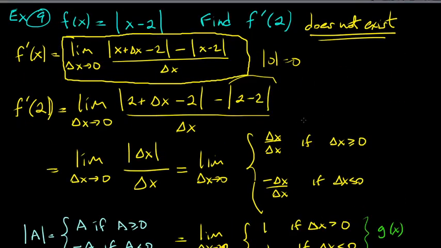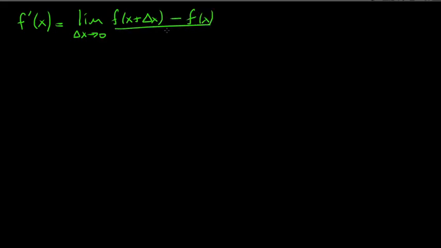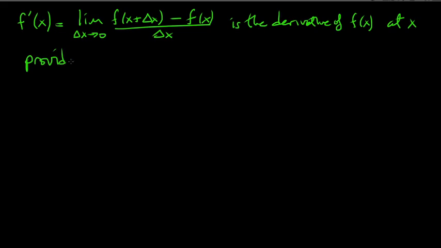Okay? So yeah, if you go back to the original definition, it involves a limit, right? So here's what I should have said, right? That the derivative, f prime of x, is the limit as delta x goes to 0 of f of x plus delta x minus f of x, all over delta x, right? And this is the derivative of f at x, provided that the limit exists.